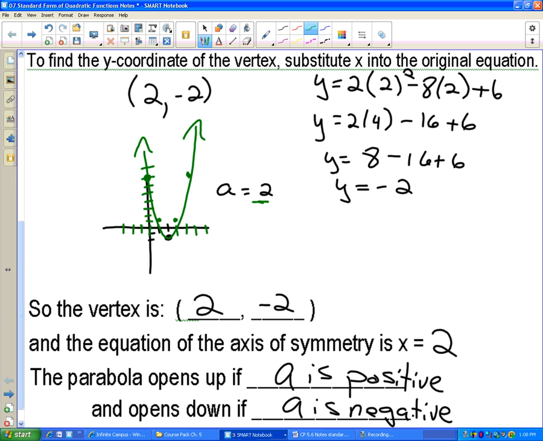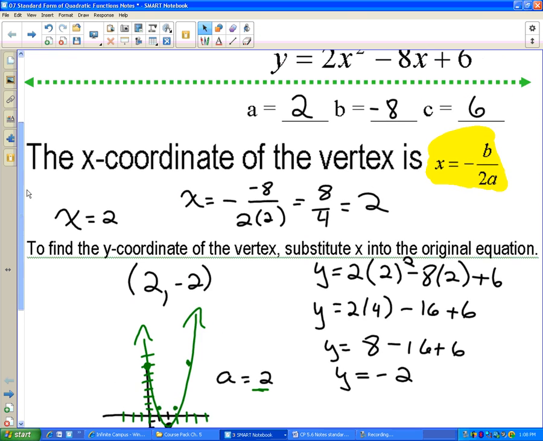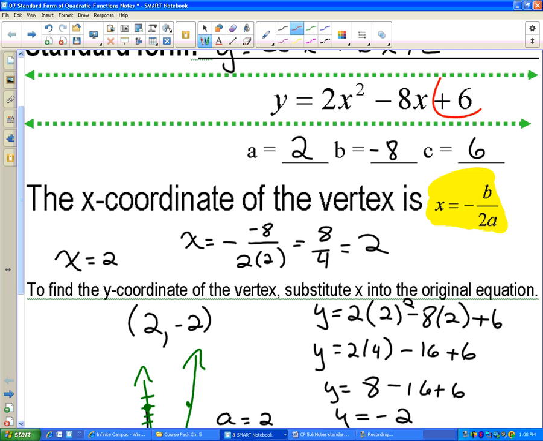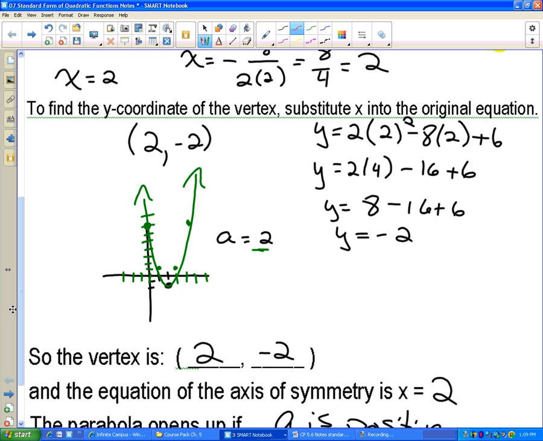Now there's one other thing that I could have graphed right off the bat that I didn't talk about. It's my point c. When x is 0, my y-intercept is always whatever c is. So it's (0, c). (0, 6) just happened to be this point that I plotted, but I can always plot my y-intercept (0, 6) straight from the equation.